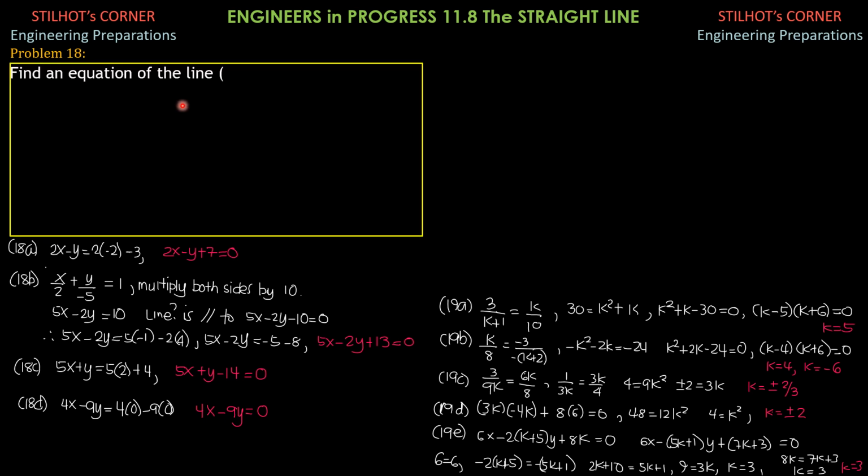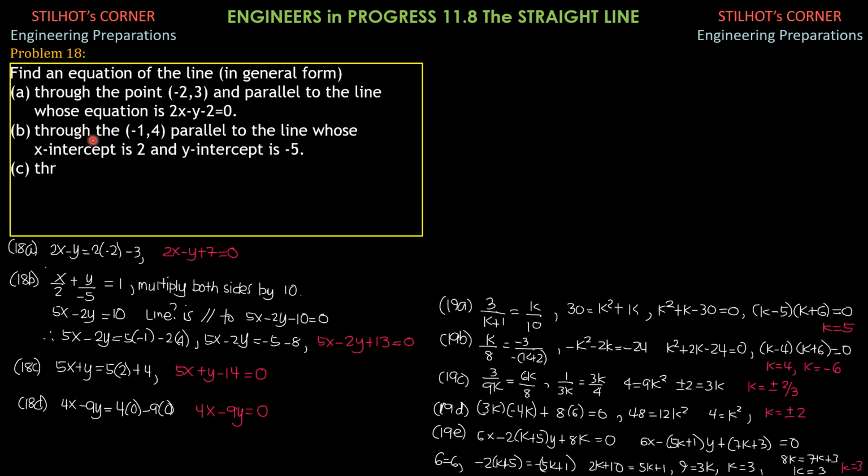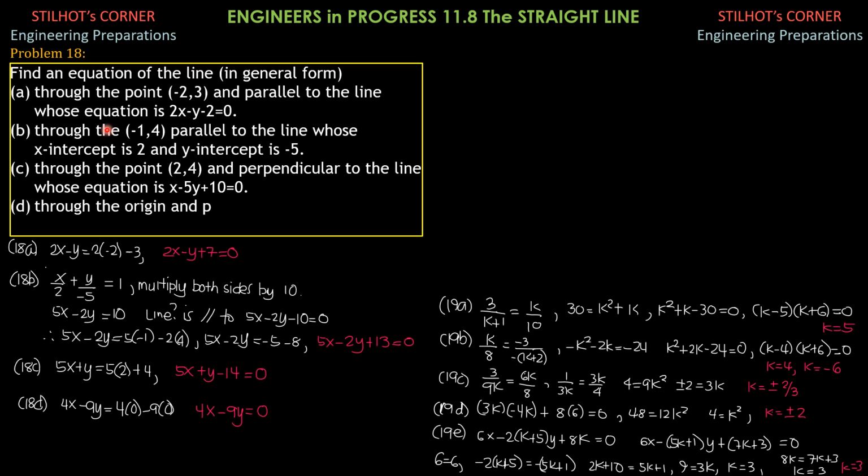Find an equation of the line expressed in general form through the point (-2, 3) and parallel to the line whose equation is 2x - y - 2 = 0. So let's focus first on 18a. Then the equation of the line, the guide is in the preceding videos, particularly on straight lines, derivation of formulas.